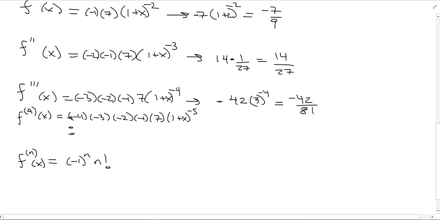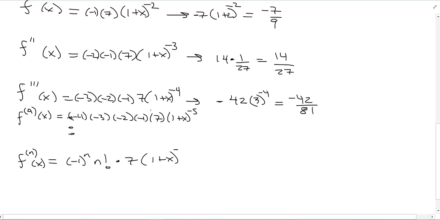Going back to the numbers, fourth derivative, I have 4 times 3 times 2 times 1, which is 4 factorial. Third derivative, 3 factorial. Second derivative, 2 factorial. So nth derivative is going to be n factorial times 7 times 1 plus x to the negative what? And you go back to the pattern.